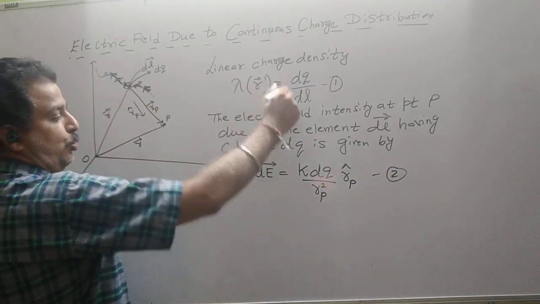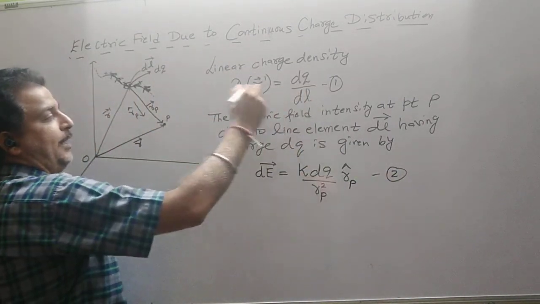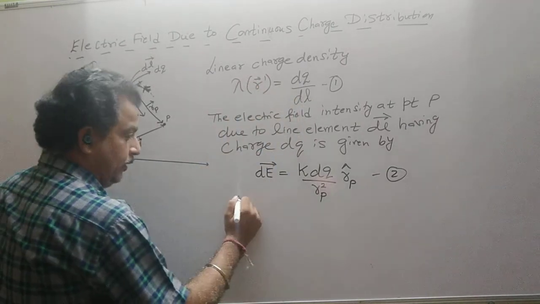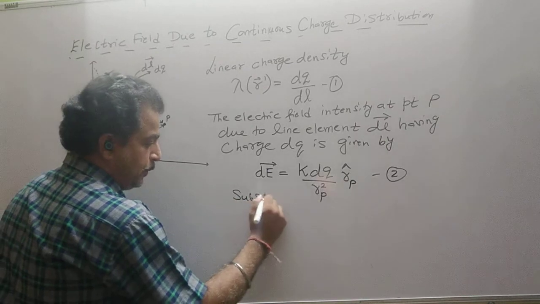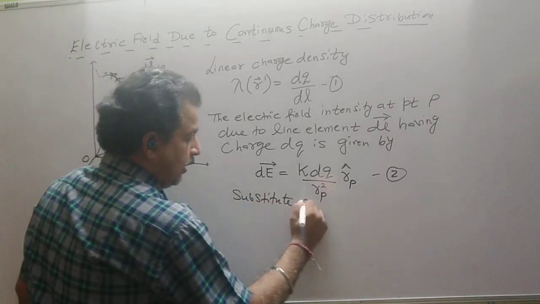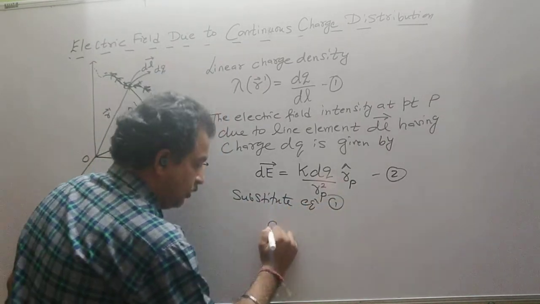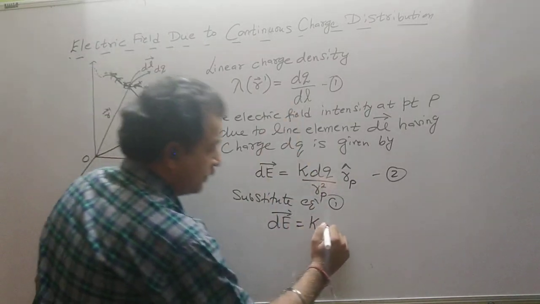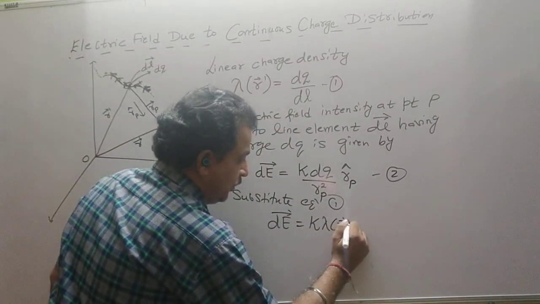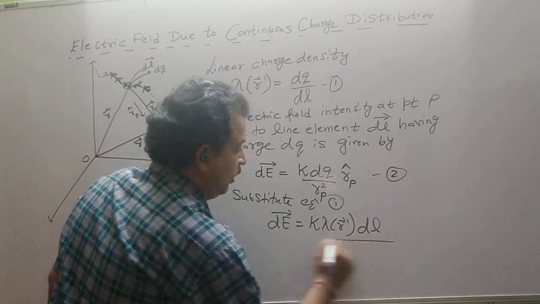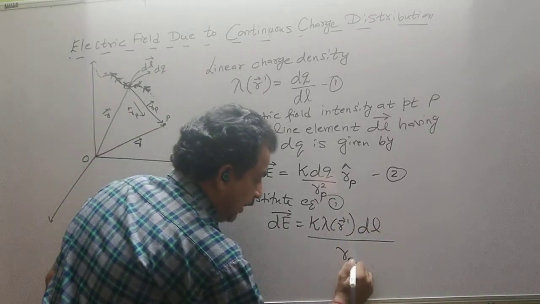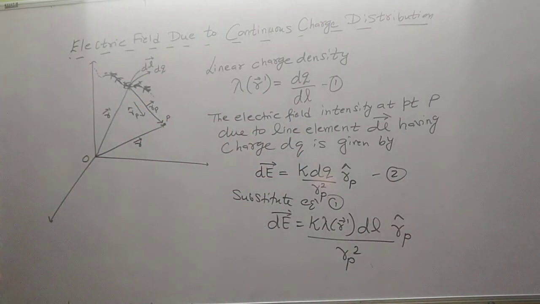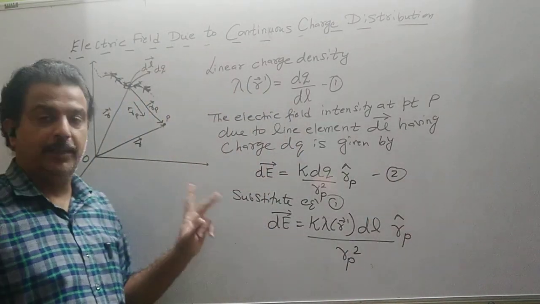Now I substitute dq, which can be written as lambda, a function of r dash, into dl, in equation 1. So dE vector can be written as k lambda r dash dl upon rp square rp cap. So this is the electric field intensity at point P.